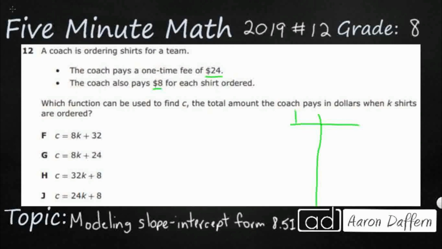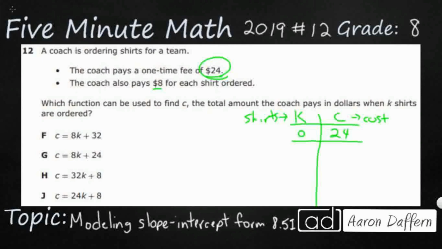K is just the number of shirts ordered. I don't know why it's represented with K. The C here looks like it's going to be the cost, which at least makes a little bit of sense. Okay, so always start with 0. What happens when you have 0 shirts ordered? Well, we have to pick up that one-time fee. So you're starting with $24 just to get the order going.